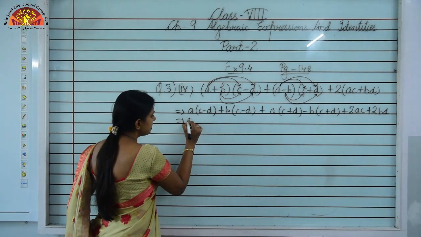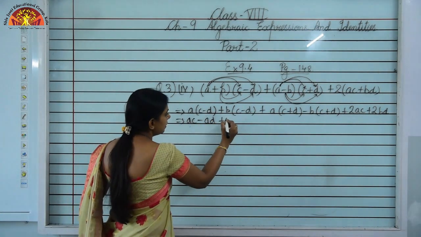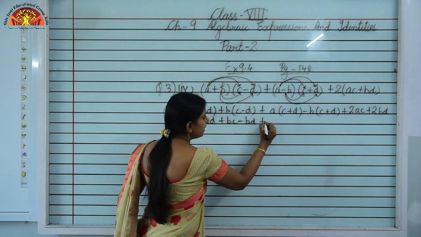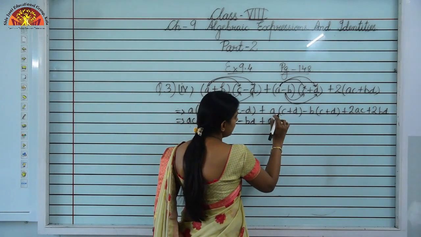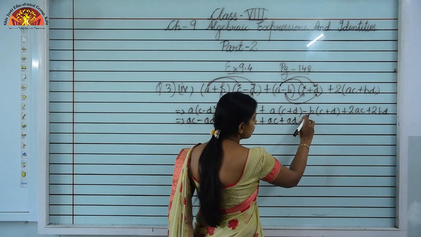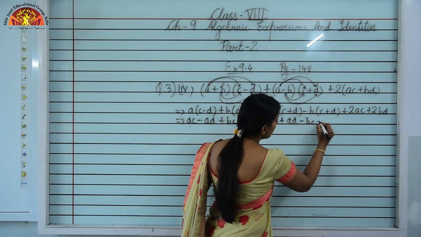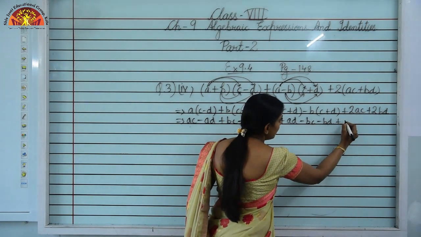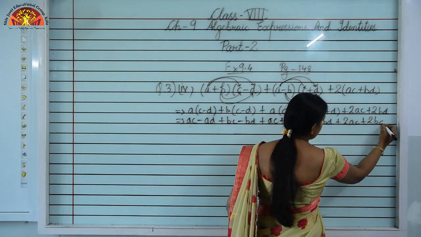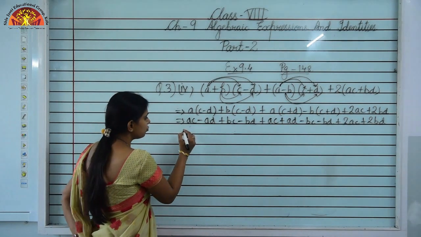A into C is AC, A into minus D minus AD, plus BC, B into minus D minus BD, plus A into C AC, A into D AD. Now it's minus B, so minus B into C will become minus BC and minus B into D will become minus BD, plus 2AC plus 2BD. Okay, I hope this step is clear to you children. Now we'll just do the simplification.